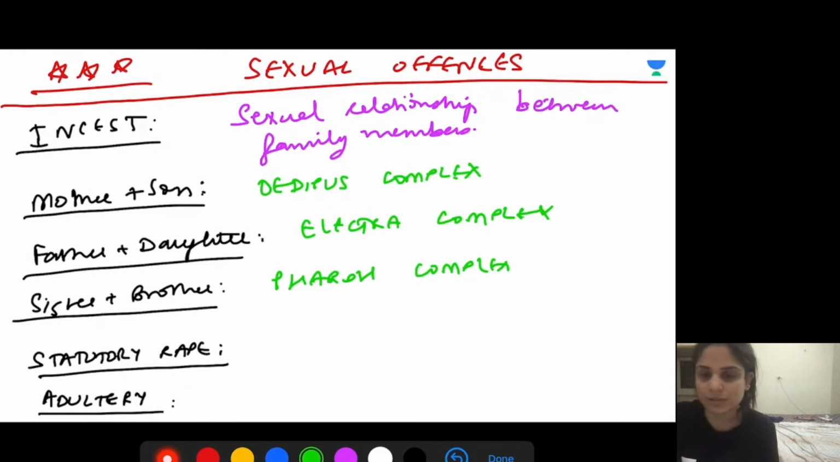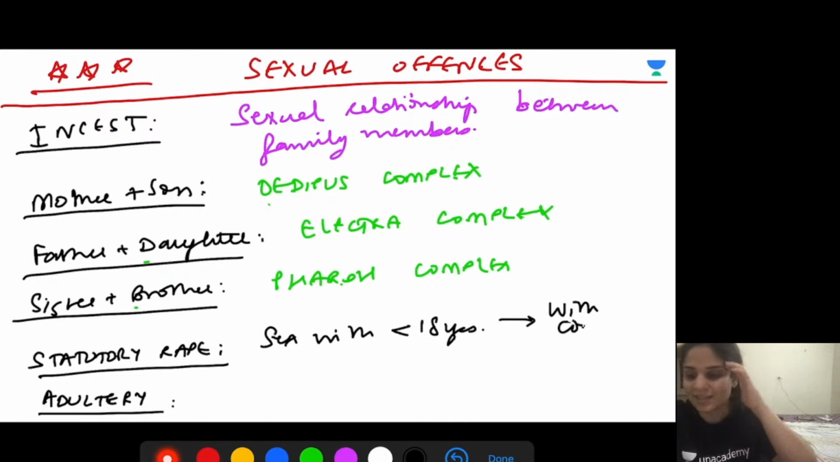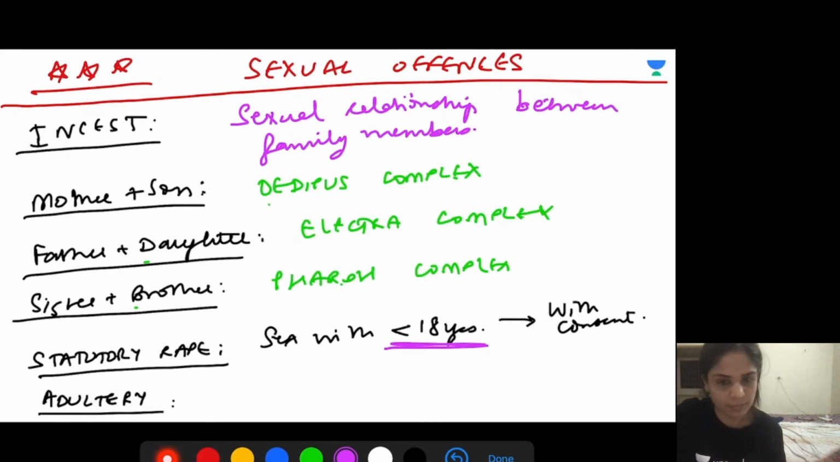Okay, what is statutory rape? So statutory rape is basically having sex with anyone who is less than 18 years. Now what is the important thing about statutory rape? That even if you have consent of the person, that you are having a consensual sex, still if the female is a minor, if she is less than 18 years, she could even be your wife, but she is not in the legal age of getting married. So even if it's consensual sex but the person is less than 18 years of age, then it is called as statutory rape.